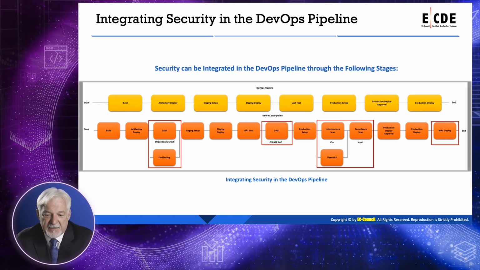In between the production setup and the production deployment, we can do infrastructure scans, compliance scans, and look at OpenVAS. Now, OpenVAS is a comprehensive vulnerability assessment system that can detect security issues in servers and network devices, basically. So it ties in with that infrastructure piece of the scan. We get into the production deploy, and then we look at the WAF deployment as another integration that can occur within this DevOps pipeline.